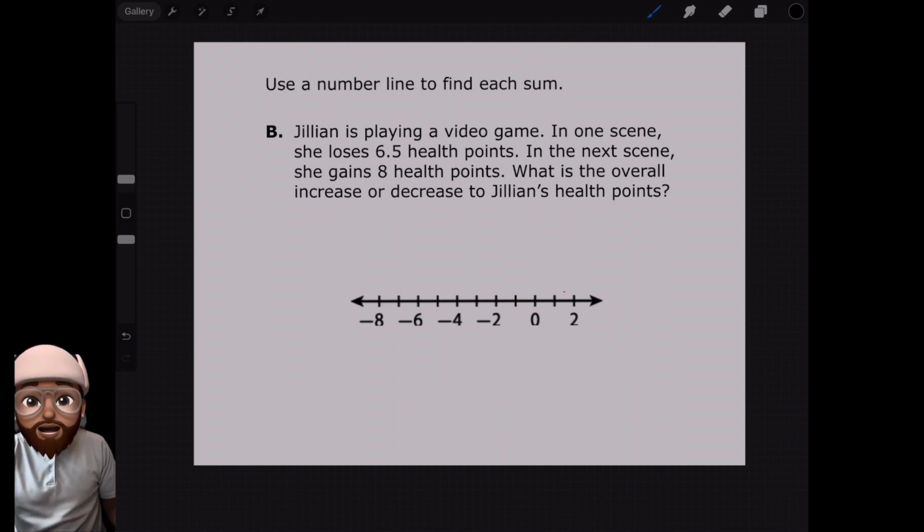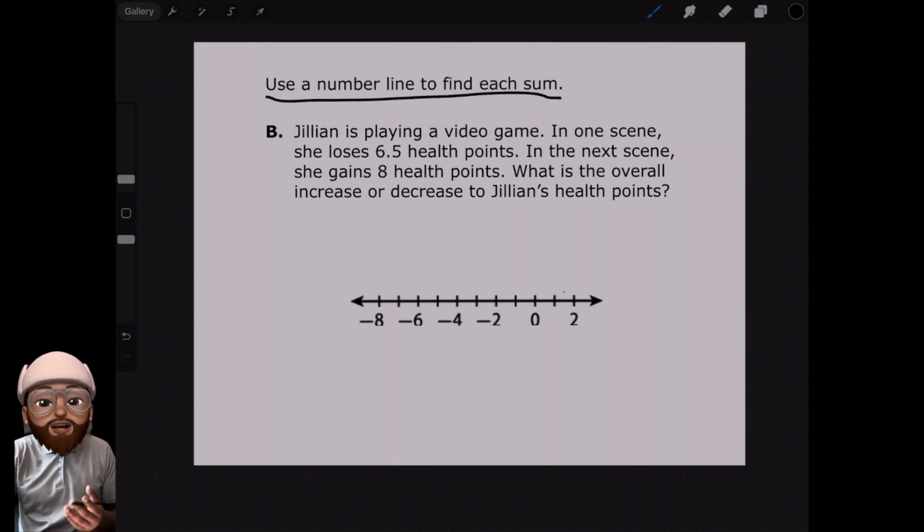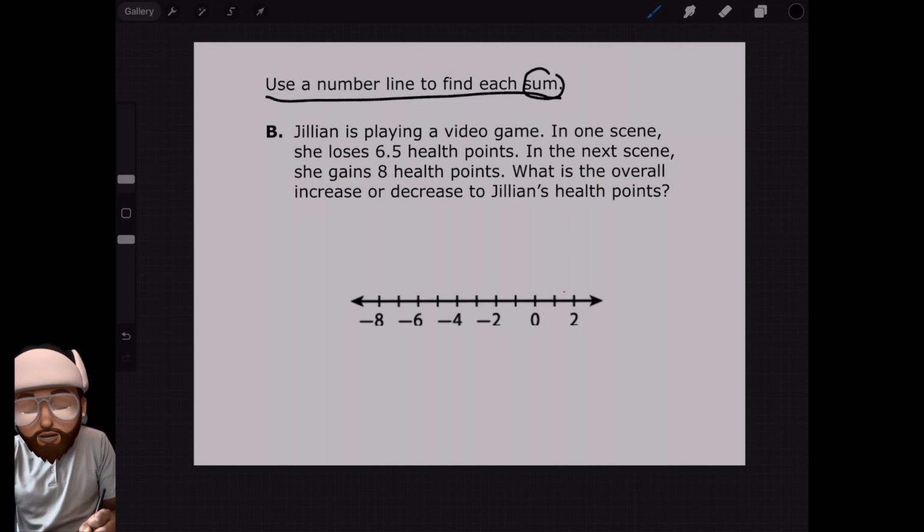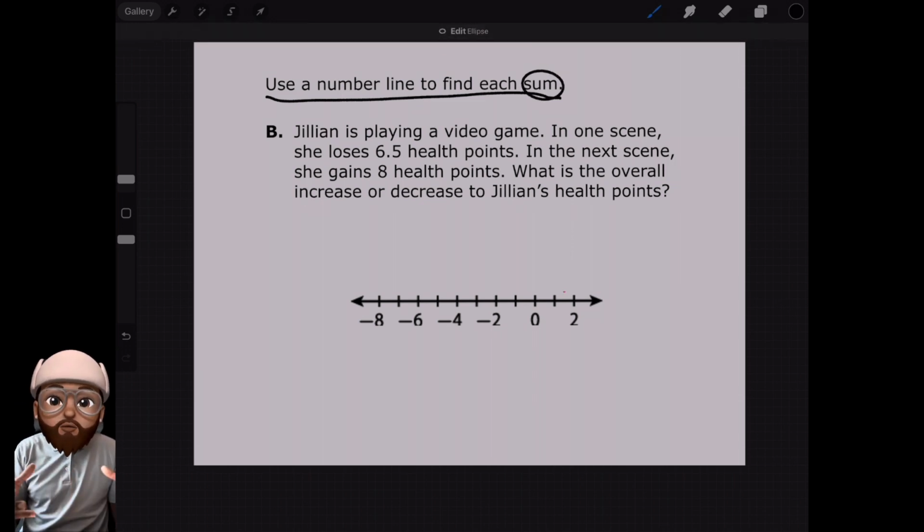So the example that I have here says, use a number line to find each sum. So we're going to be combining these two values together. We don't know if they're positive or negative yet, but we know that sum is a keyword that lets us know to add together or combine.